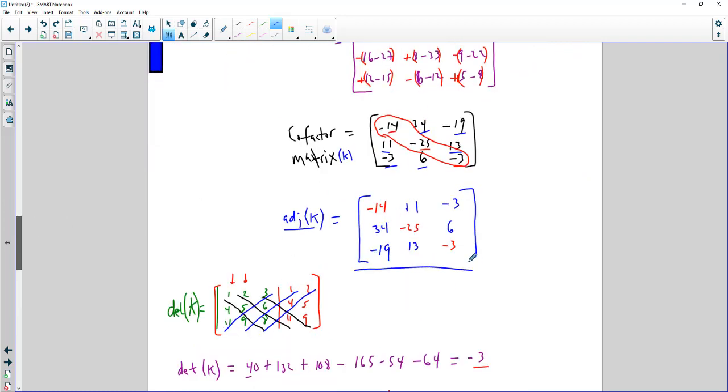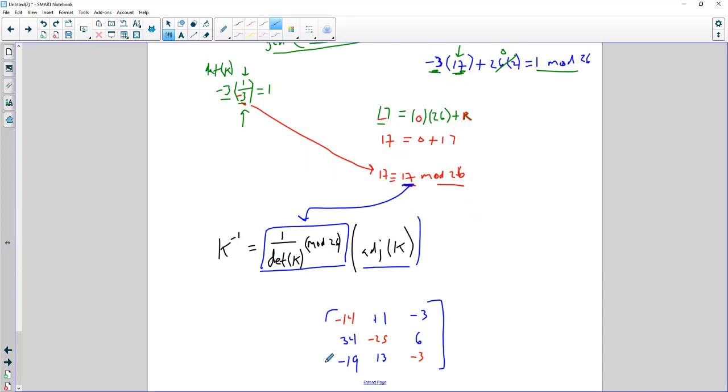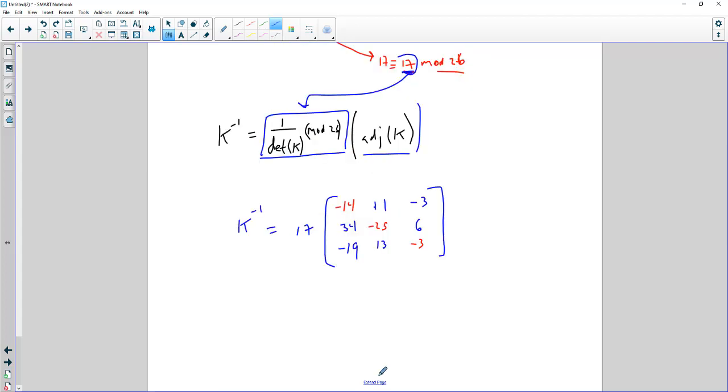So we're going to take this matrix. I wonder if I can copy that actually. And so we're going to do that. We're going to multiply this by 17, and this will give you the inverse matrix of the key.